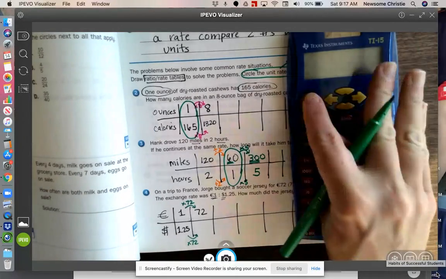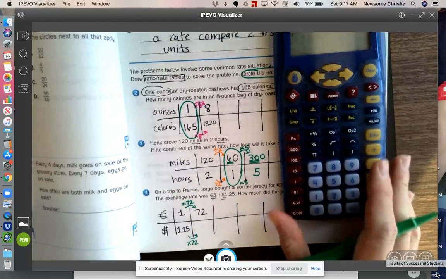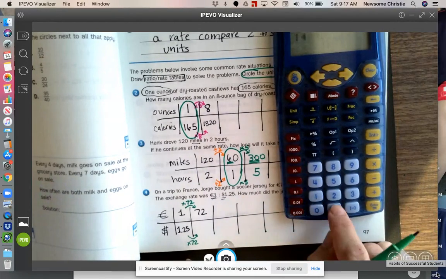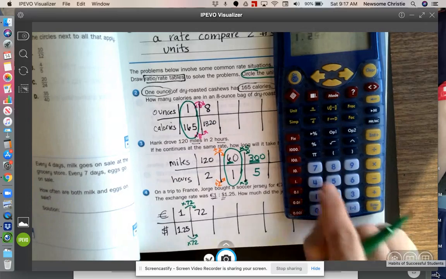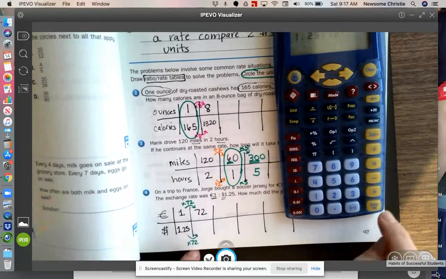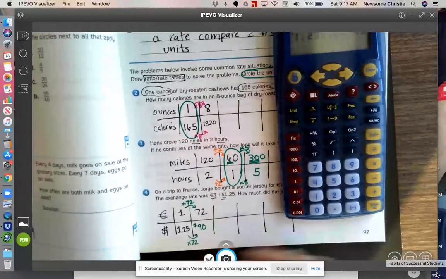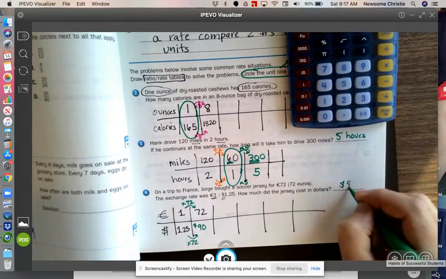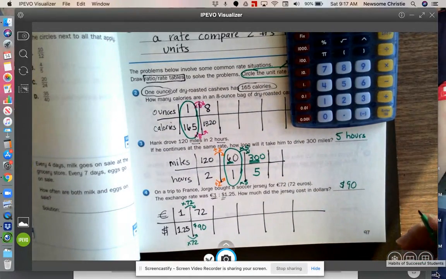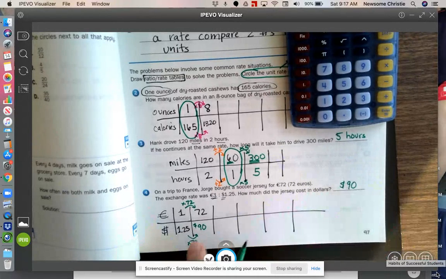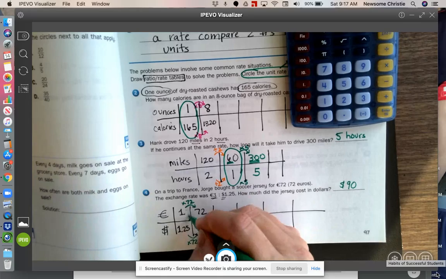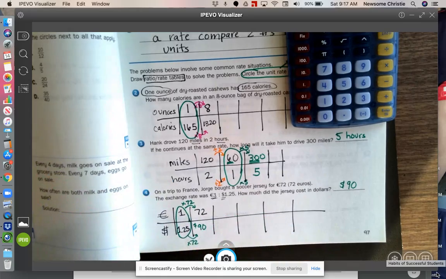You see how that goes? Just noticing a little multiplication factor there. So then I use my calculator to do that. So $1.25 times 72 is 90. So that jersey would cost him $90 in American money. Now the only thing I didn't do here was circle my unit rate. That's always the 1, right? So this one here is my unit rate.